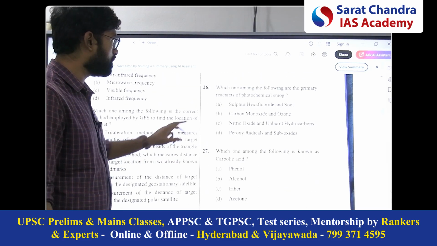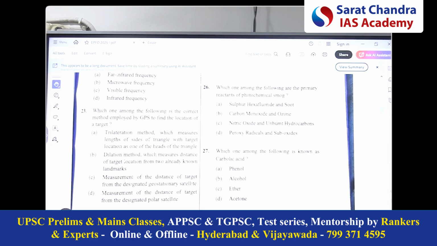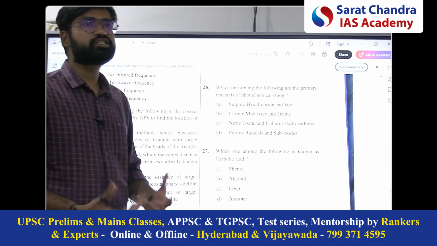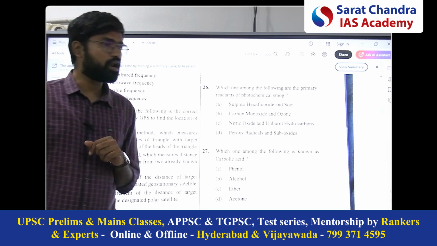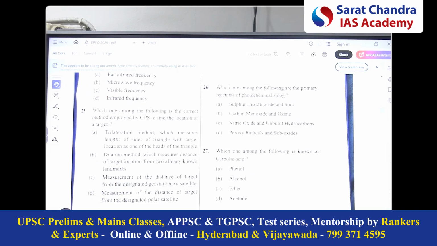I think this question, which one of the following are the primary reactants of photochemical smog? What does photochemical smog include? I think environment you would have studied photochemical smog. Photo means light, chemical means reaction, smog means smoke plus fog. So what are the primary components of this? The primary components is the nitrous oxide and unburnt hydrocarbons. These are the major elements of this photochemical smog.